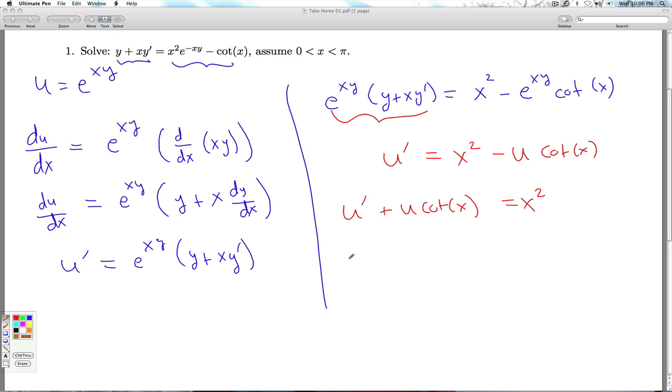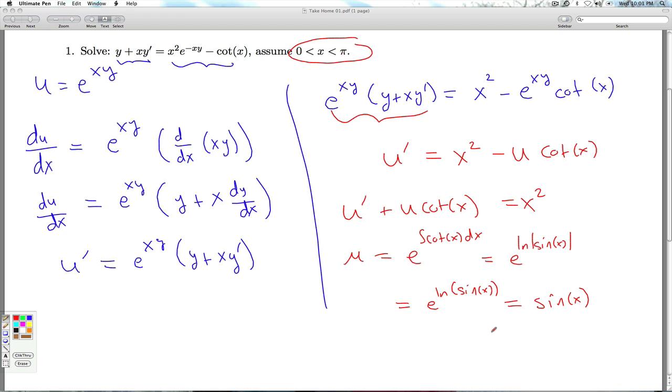So I'm going to get my integrating factor, mu, is e to the integral cotangent x dx. And the integral of cotangent x is the natural log of the absolute value of the sine of x. And then I go back. X is living between 0 and pi, so I don't really need those absolute values. It's e to the natural log of sine x. And e and natural log are inverse functions, so this reduces just to the sine of x.